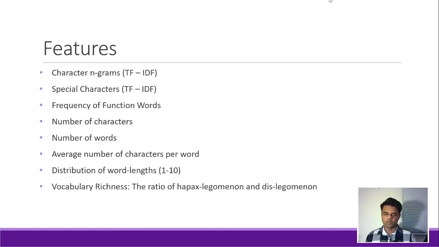These are the features that we used, and these are fairly common in most authorship attribution systems. We computed the TF-IDF values for character n-grams and special characters, and we computed the frequency of function words, the number of characters and words in the document, the average number of characters per word, the distribution of word length, and vocabulary richness features. Here, the Hapax Legomenon means the number of words that appear only once in the document, and the Dis Legomenon means the number of words that appear twice in the document.